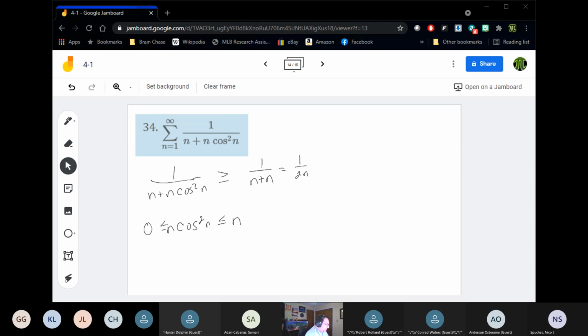And now the 1 over 2n, does that converge or diverge? That's the question. So if I looked at the sum from n equals 1 to infinity of 1 over 2n, that's actually the same thing as saying 1/2 of the harmonic series. So this diverges. And since this diverges, and this is always bigger than it, this diverges.